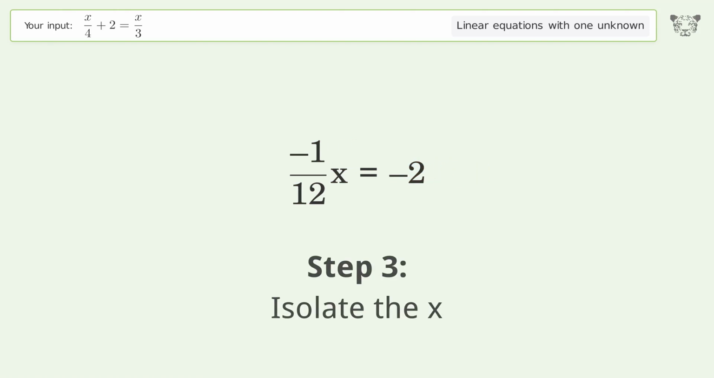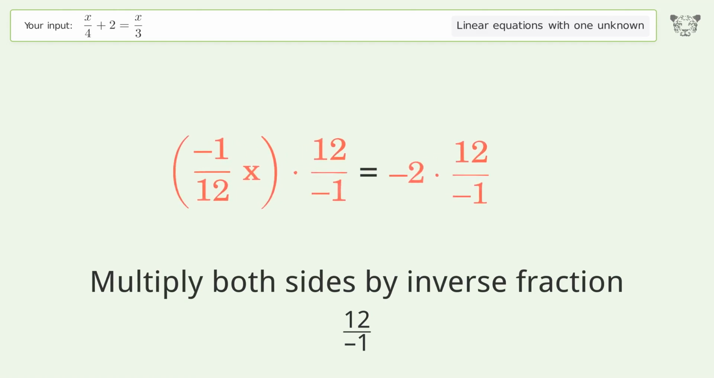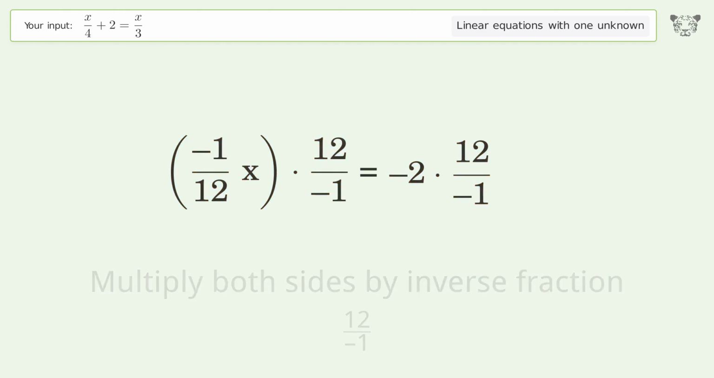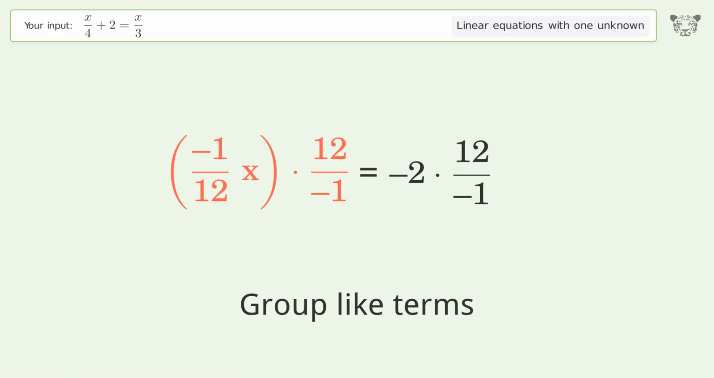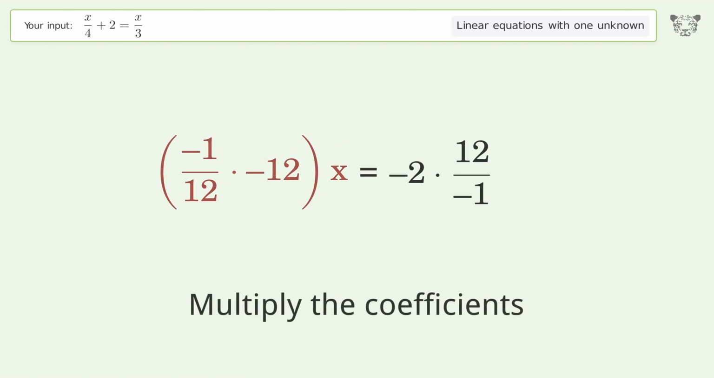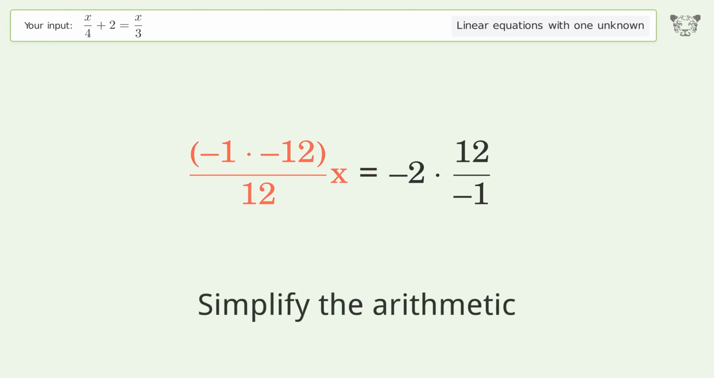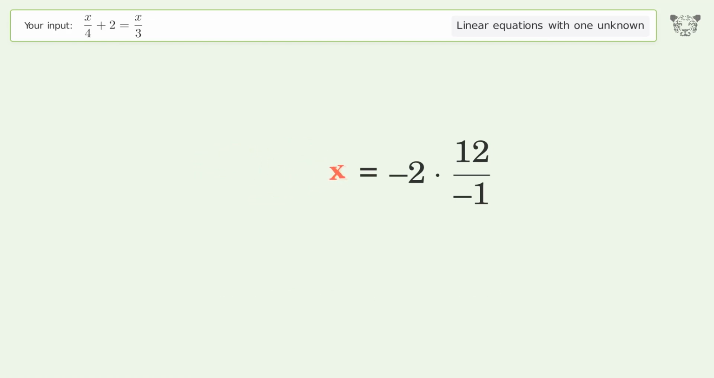Isolate the x. Multiply both sides by inverse fraction 12 over -1. Group like terms. Multiply the coefficients. Simplify the arithmetic. And so the final result is x equals 24.